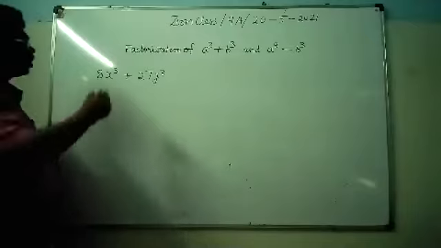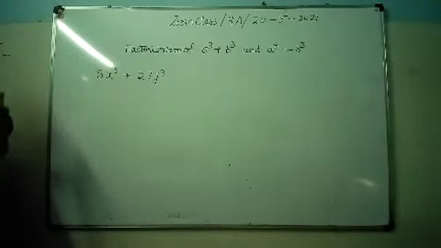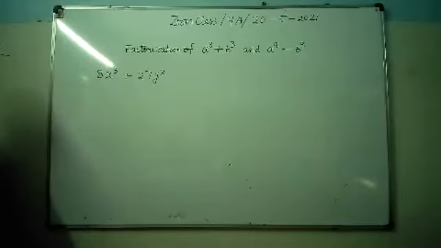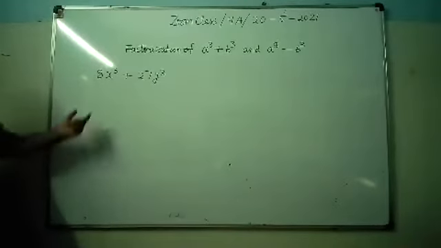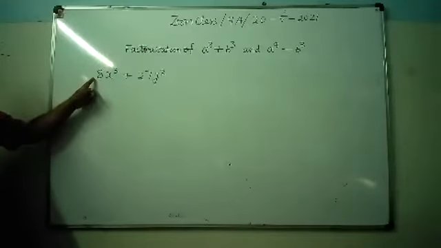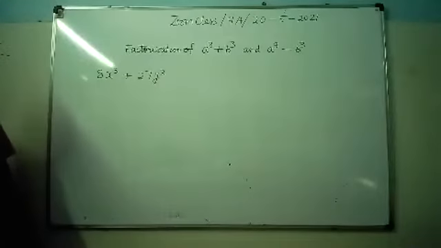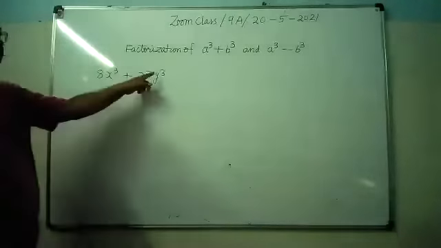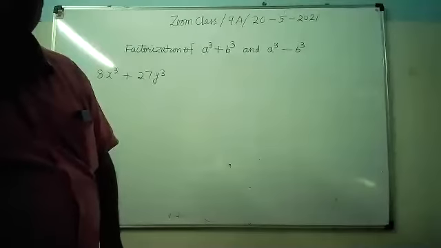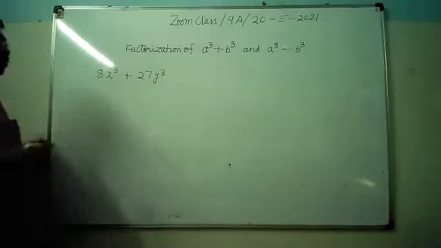Here this is the factorization of a cube plus b cube and a cube minus b cube. So first you will write each term in the perfect cube form. Here if you see, there is the cube of x only, not of the 8. Similarly, here there is the cube of y, not of 27. It's clear? So first you will try to write them in the perfect cube form.